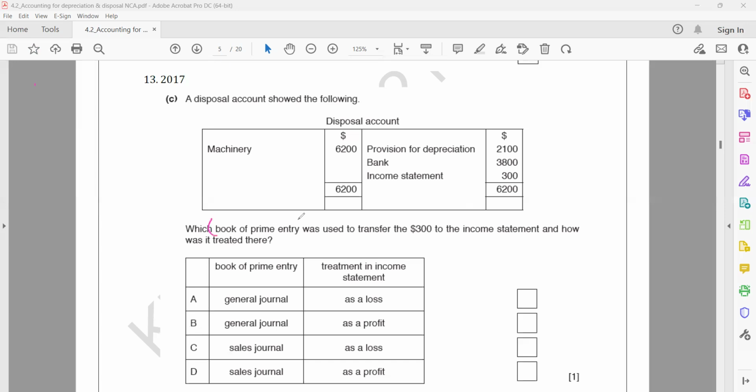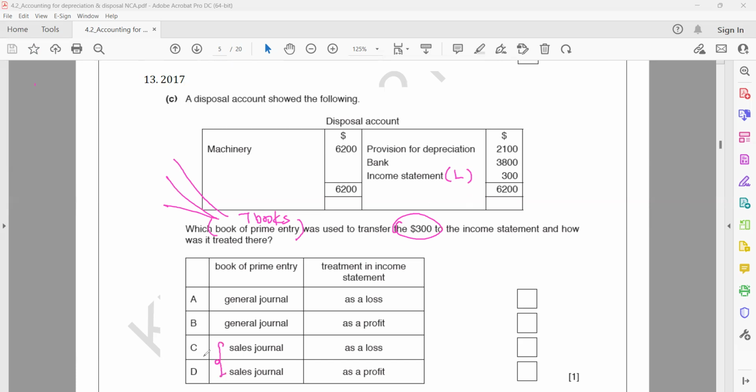You have 7 books. Do you remember the 7 books? Which book of prime entry was used to transfer the 300 to the income statement? And how was it treated? This credit side is a loss.